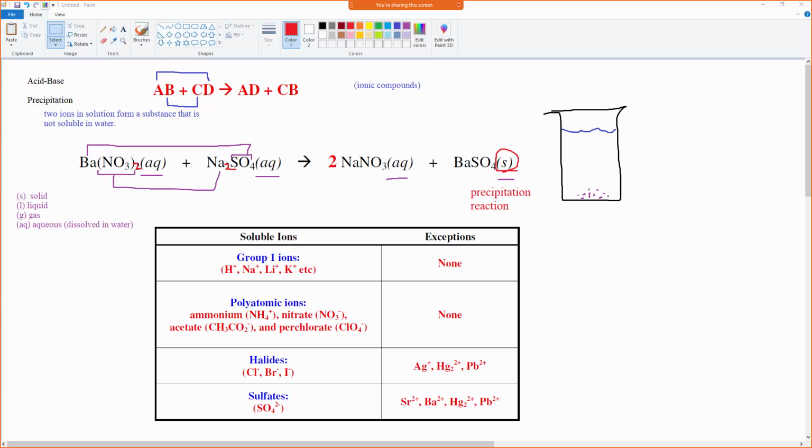Now, your textbook might have a slightly expanded set of rules, or it might look at it from a slightly different angle. For the purposes of the test and keeping things very simple, this is what I will test you on. I'm not going to test you on anything else or any other weird, crazy exceptions, okay? So we can trust this one to help us predict what's going to be soluble or not.